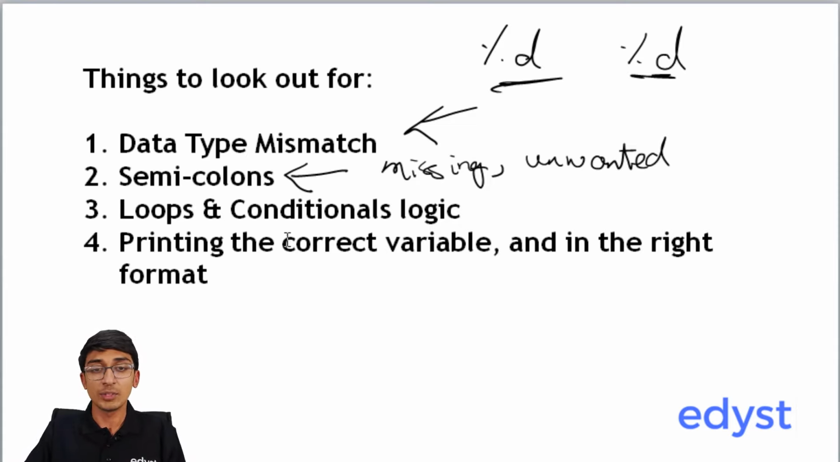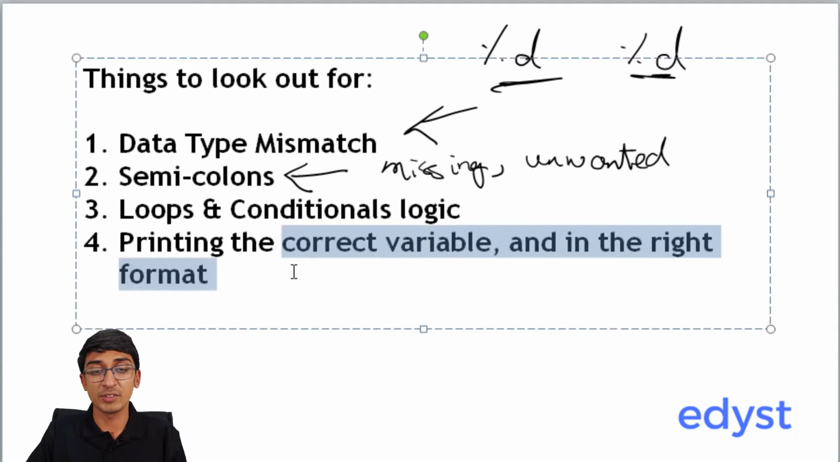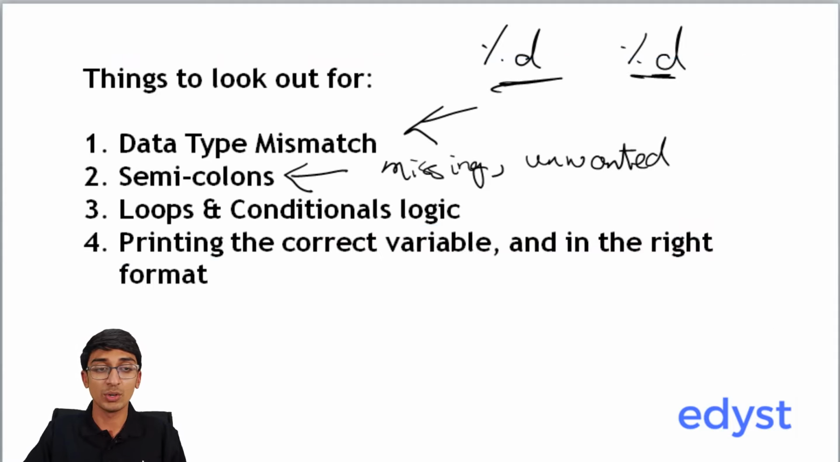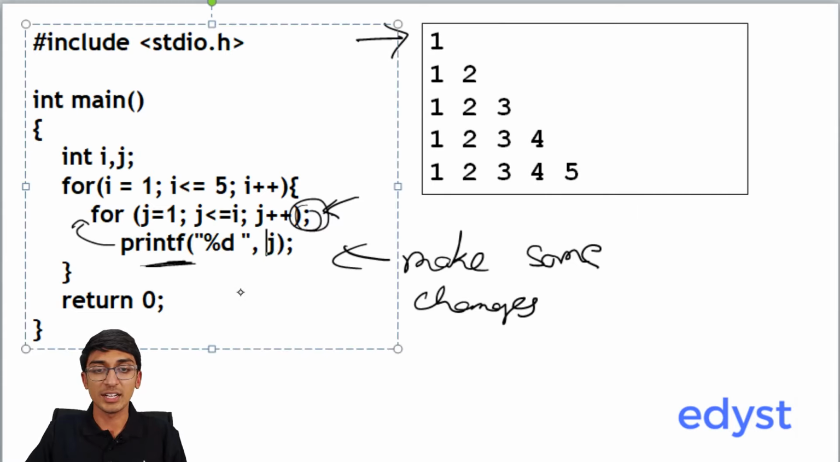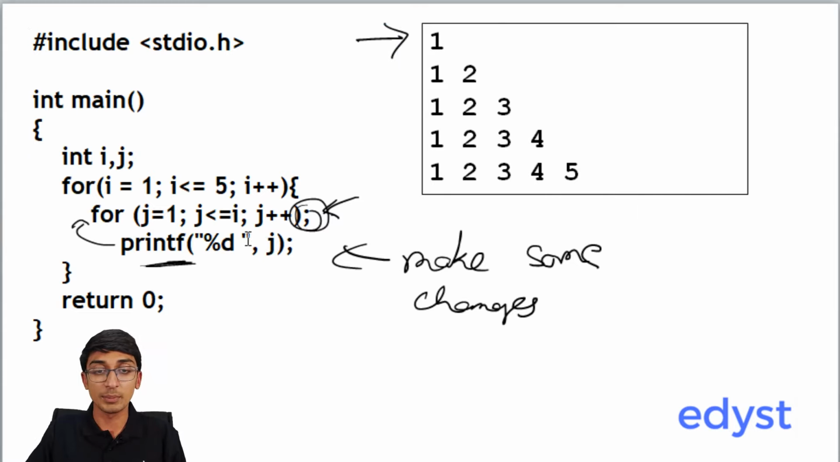Finally, there are these small errors like printing correct variables and in the right format. So, for example, over here, we are printing the variable j. Is that even the right variable to print? Maybe it is, maybe it's not. Should we just print it with a space, or should it be printed with an asterisk outside it? These are small ways in which they can confuse you also.